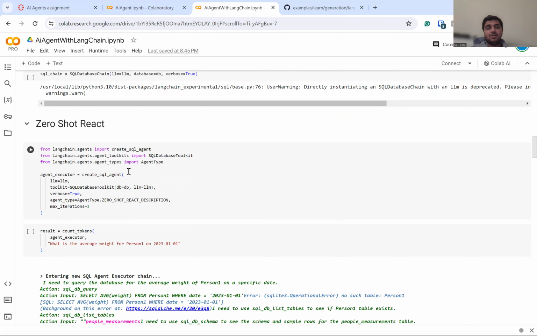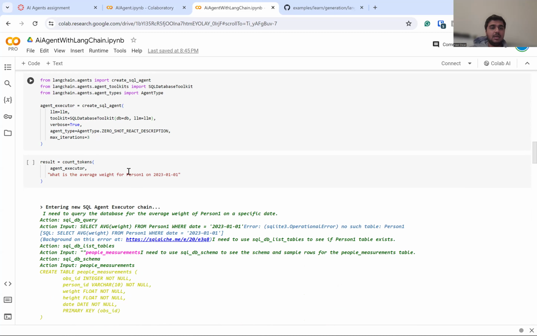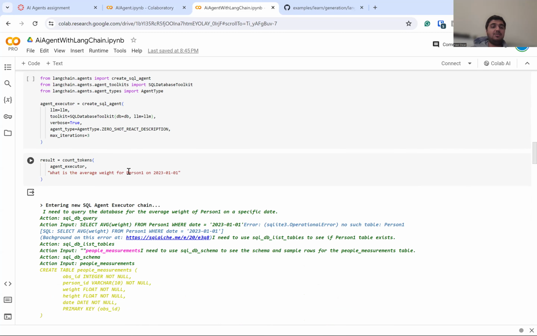Then let's look at a zero-shot ReAct agent. That means the agent has not seen anything like it before. The first time it is seeing it, it will try to respond to it. So we create an SQL agent, passing it our main GPT-3 as the large language model to be used. We specify the agent type as zero-shot react description. And then we pass the question: what is the average weight of a person on a particular date?